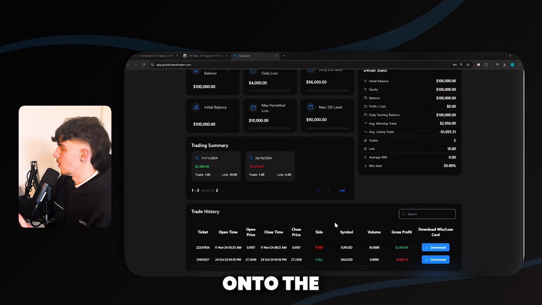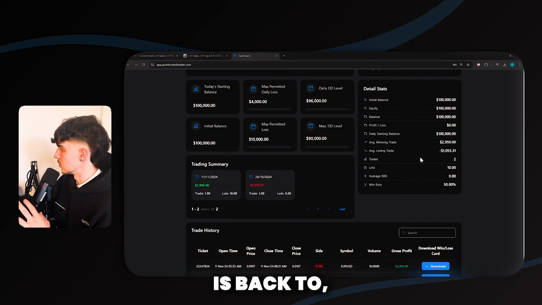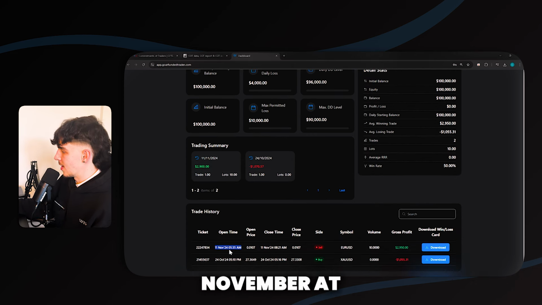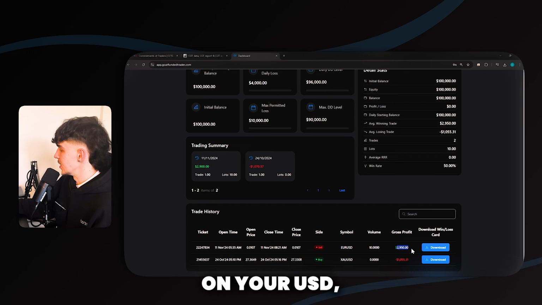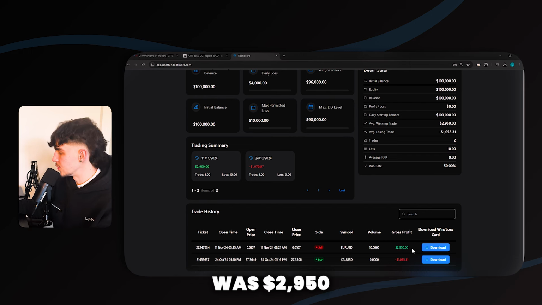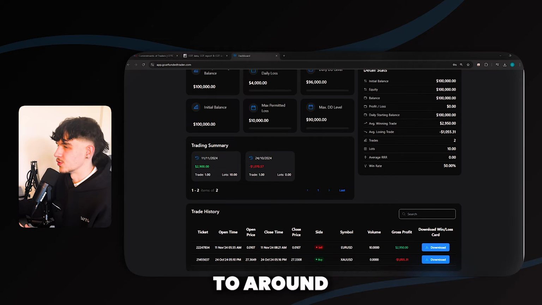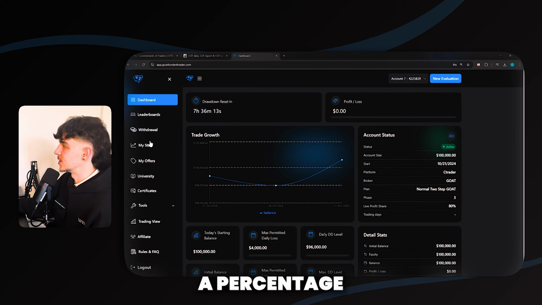If we then jump back onto the dashboard, as you can see, it's been reset, so the account is back to being able to trade. You can see this was the 11th of November at 5:35 a.m. and this was a sell on Euro USD, which net profit was $2,950 after fees, which brought my grand total to around $1,900. And of course, GoatFunded take a percentage split from that.